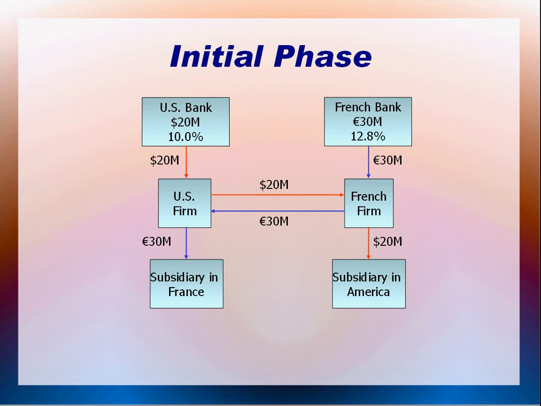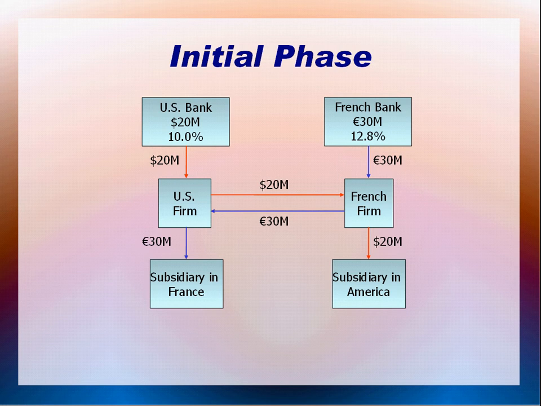So according to the agreement, the U.S. firm borrows $20 million at 10% interest rate at the U.S. bank. They are able to get a lower interest rate in their home bank in comparison to overseas because here they have credit built up and a reputation.